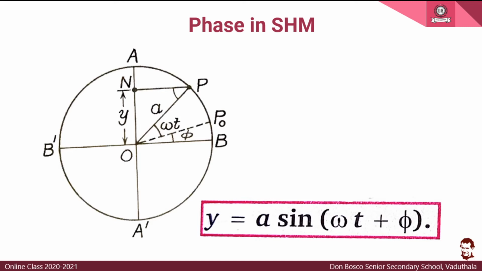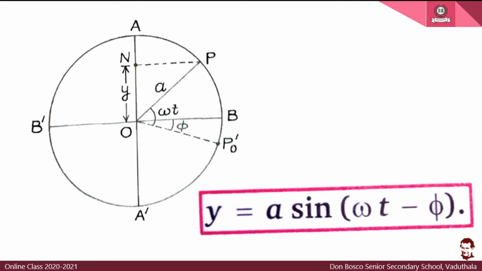So when we are calculating the total angle in the expression of y, sin omega t becomes sin of omega t plus phi. So the phase difference is positive here. Okay, see the next picture. If the initial point is below the mean position, then when we are calculating the total angle, this difference should be subtracted. Therefore, the displacement will be a sin of omega t minus phi.